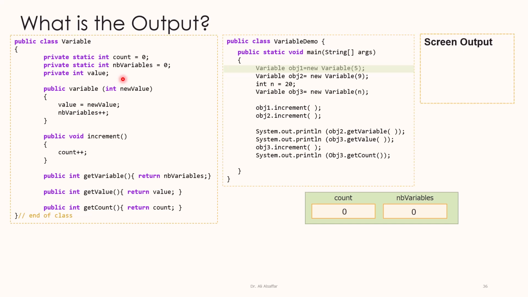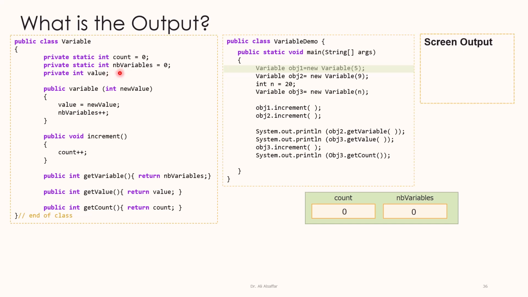Let us have a quick look into the class definition. The class name is variable. It has three data members. The first two are static integers, both initialized to 0. The third data member is an instance variable. It is non-static and it is an integer and it is not initially initialized by the programmer.